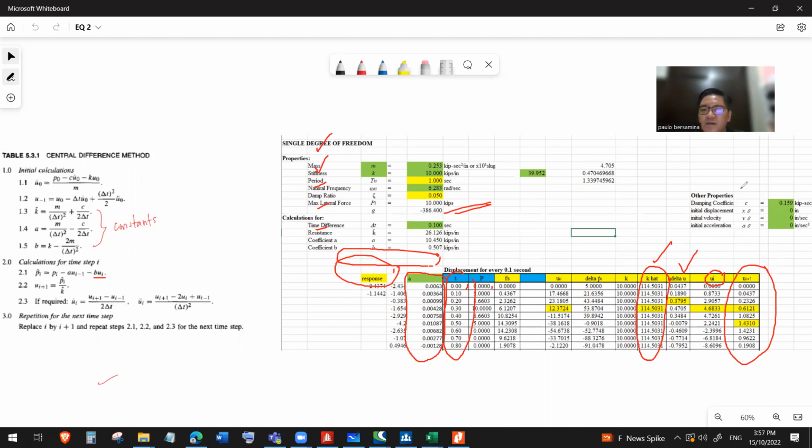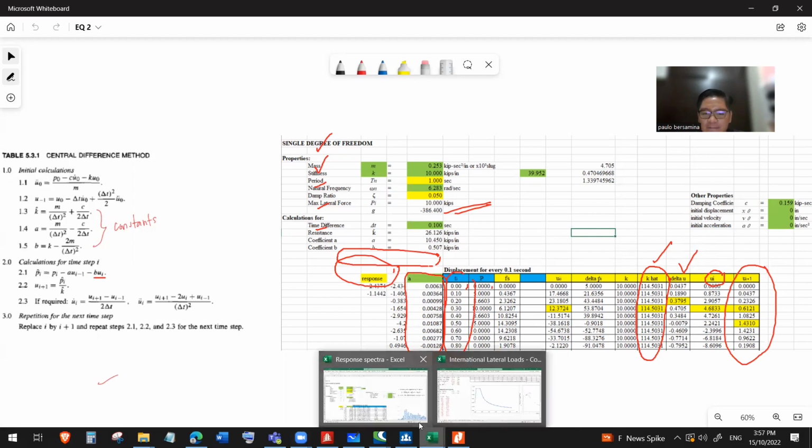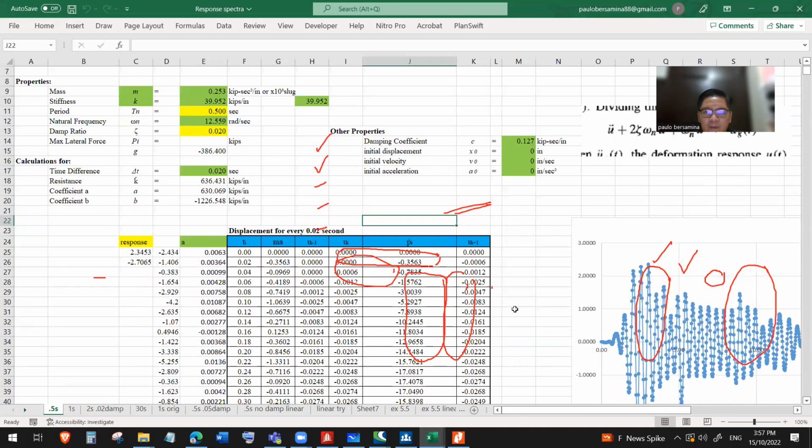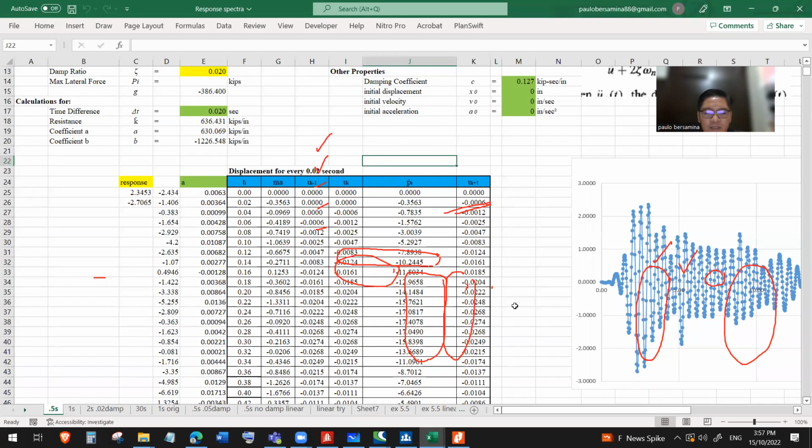Okay. Mas maganda kung i-open natin yung Excel. P, ito pala, P over K. That's it. So, as you see, naka dollar sign, so meaning yung K is constant, no? So nagbabago lang yung P. Yun nga yung P hat.